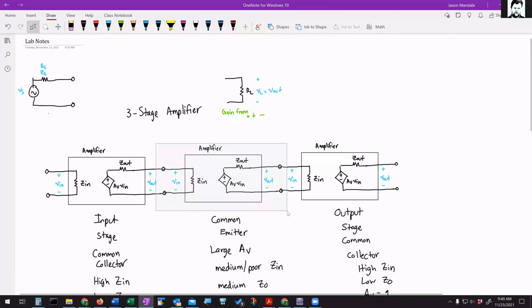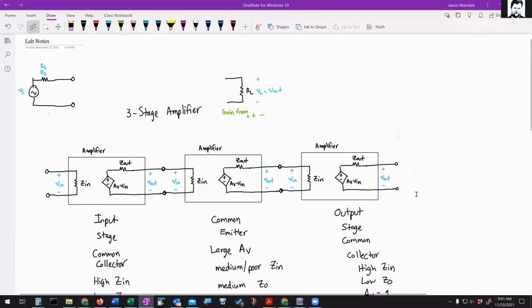Then you use this middle stage here to actually provide your voltage gain. And this middle stage shouldn't really have any trouble matching up because the output impedance here will be very low. So if the output impedance here is low, that means that most of your signal is going to make it to the input of the next amplifier. And then the output impedance here is not great, right? It's medium. It can be 1K or 2K in some cases, but we can make the input impedance over here much larger. So that means that most of the signal will transfer between there and there.